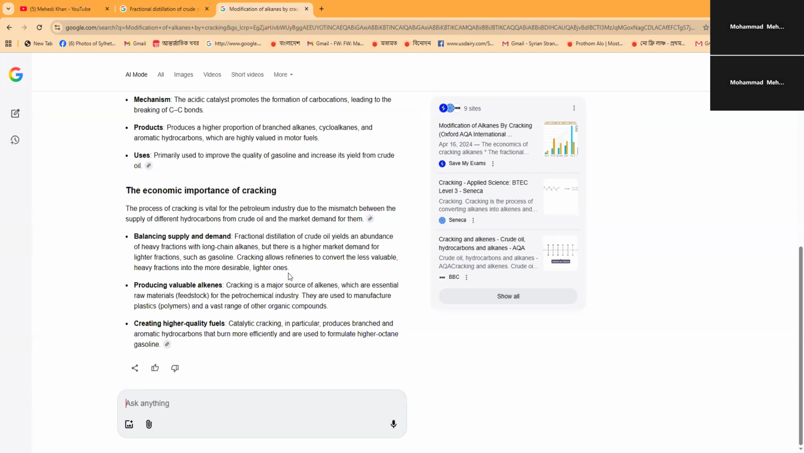So you can see in most cases, those short chain products like gasoline are more in demand. So researchers produce these things from long chain to short chain alkanes. Cracking is a major source of alkenes, which are essential raw materials for the petrochemical industry. They are used to manufacture plastics, polymers, and a vast range of other organic compounds. Catalytic cracking in particular produces branched and aromatic hydrocarbons that burn more efficiently and are used to formulate higher octane gasoline.